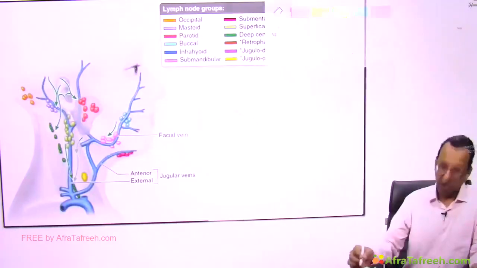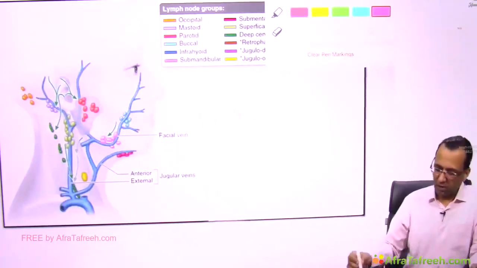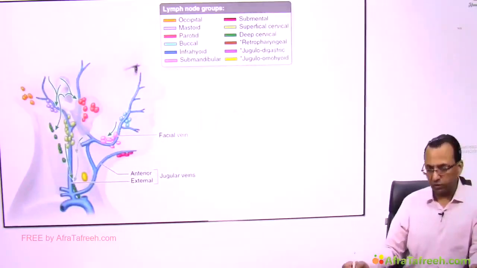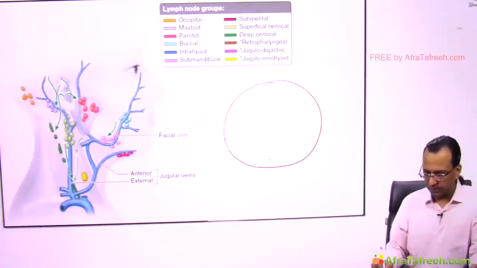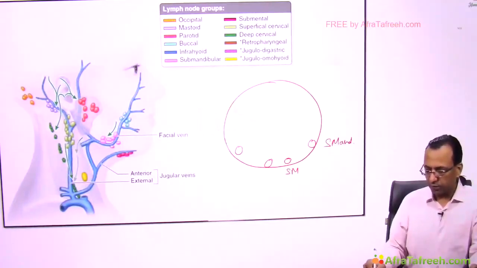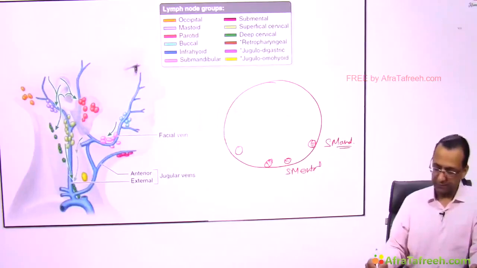What diagram are you drawing? The outer circle. If you are drawing the outer circle, what will be included in it? Let me show you. Most anterior is submental, and on the side it is submandibular. So there is submental and submandibular, yes. And then what is still behind? Maybe I can say occipital.